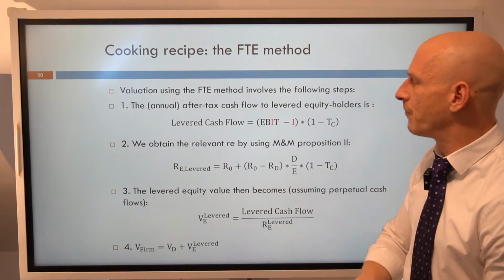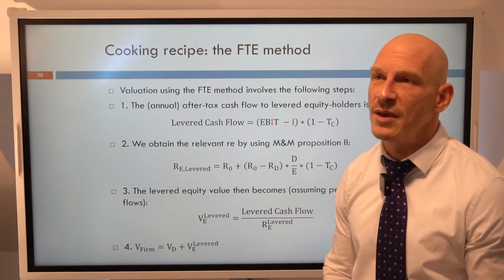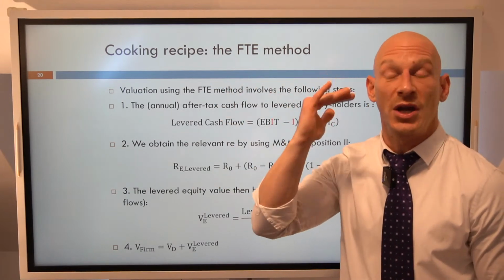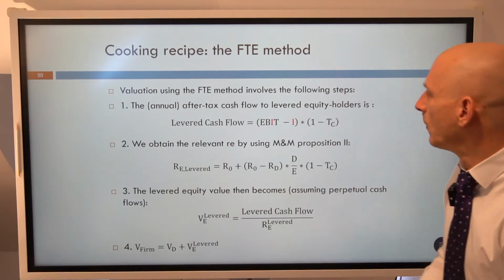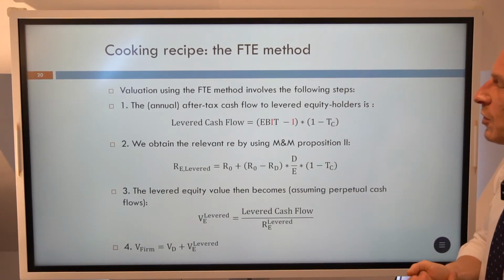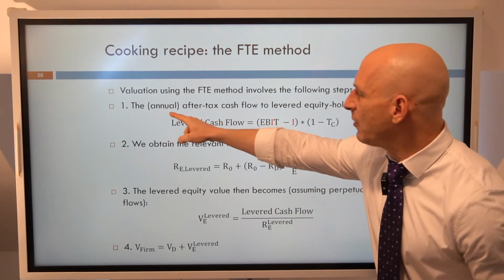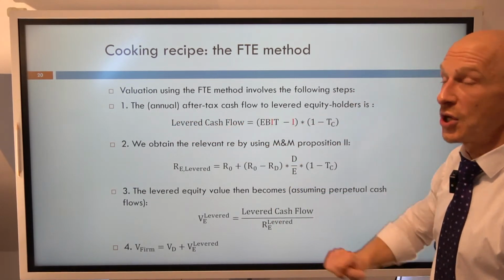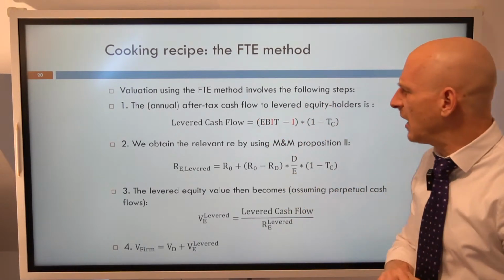And how is it done? It is really a cooking recipe, and I only call something cooking recipe if there are very clear steps that you can always follow through and it always works. This is one of them. Okay, which steps do we have to go through? So we have to, in a first step, figure out the annual after-tax cash flows to levered equity. Sounds complicated, but really isn't.